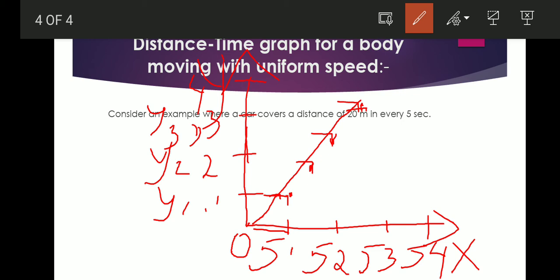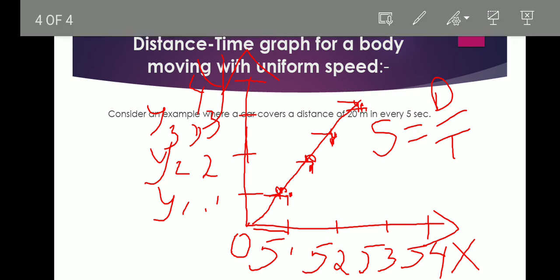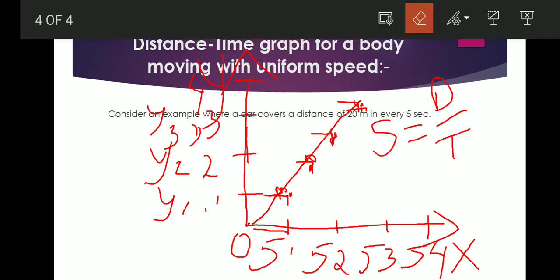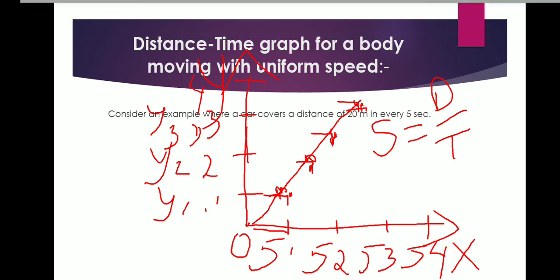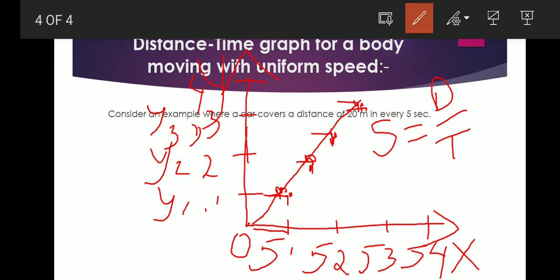And how will you calculate speed in this case? You know, speed is given by distance divided by time. Okay, distance divided by time. At each point you can calculate your speed. Let's calculate speed here. Suppose we want to know the speed up to this much.